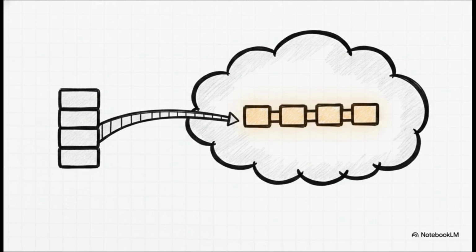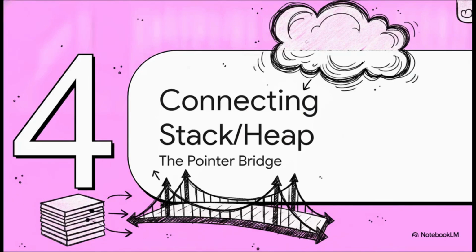Since the size is dictated at runtime, say a user inputs a variable n, you have to use an extra special keyword, the new keyword. You'd write something like new int n. C++ then carves out an array of whatever size n is right there in that massive heap memory. But here's the catch. You can't just access it directly. You actually need a pointer link to get to it. Let's explore that in Section 4, connecting stack and heap, aka the pointer bridge.